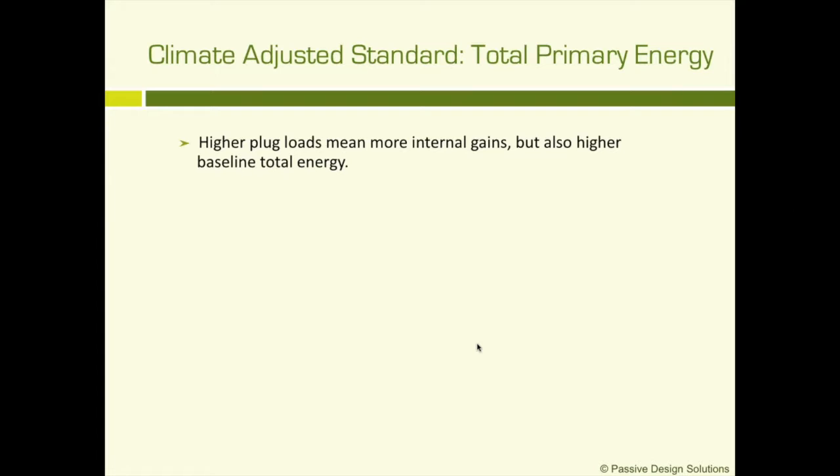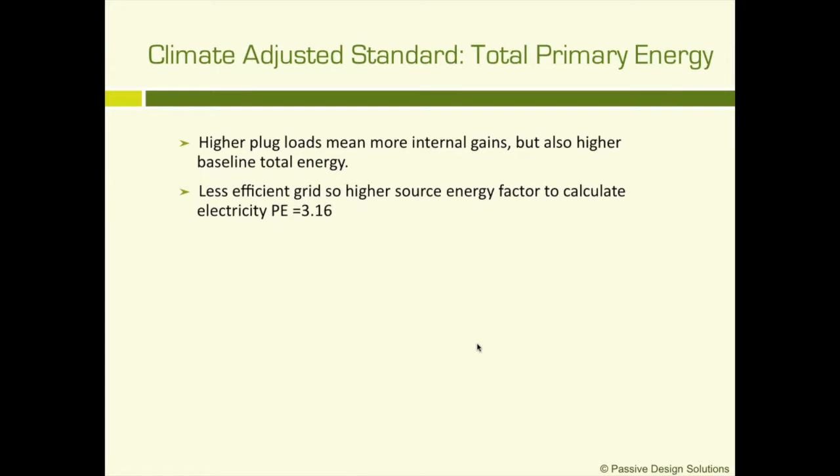On primary energy, the higher plug loads means you have more internal gains, but also a higher baseline total energy. So when you think about it, if you have the higher plug loads plus you're allowed to use more energy for the annual heat demand, and we have a less efficient grid, so we have a higher PE factor, it makes that primary energy number more difficult to hit than the PHI standard in our experience.